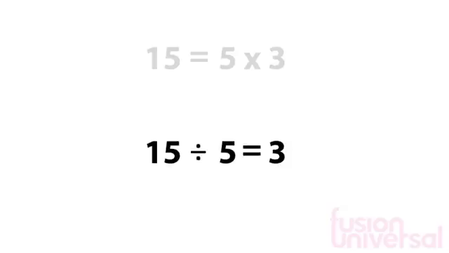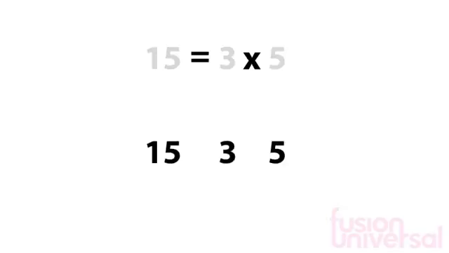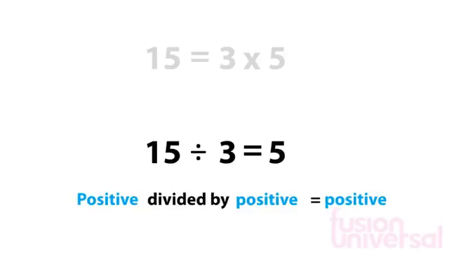A positive divided by a positive gives a positive result. We can do the same thing but with the multiplication the other way around, so that we can show that 15 divided by 3 is 5. Again, a positive divided by a positive gives a positive answer.